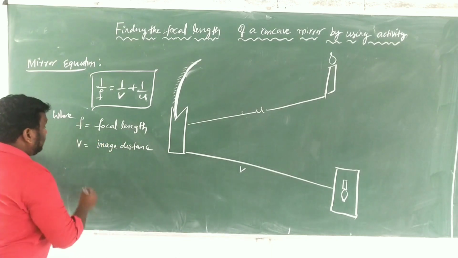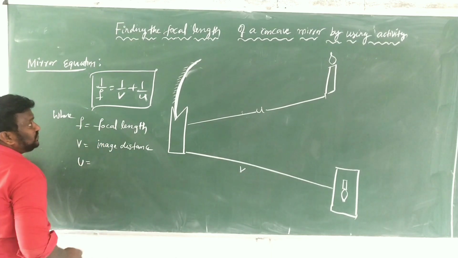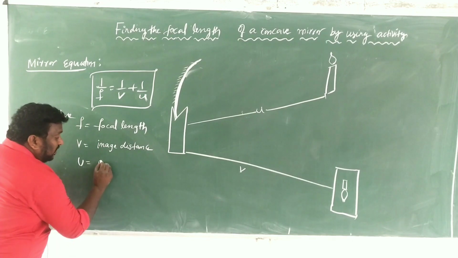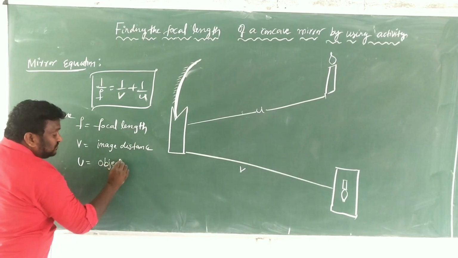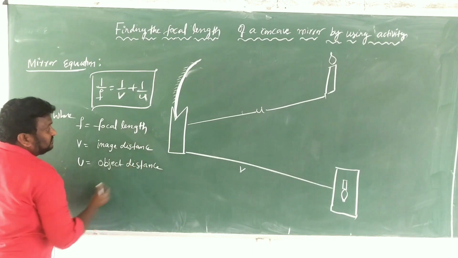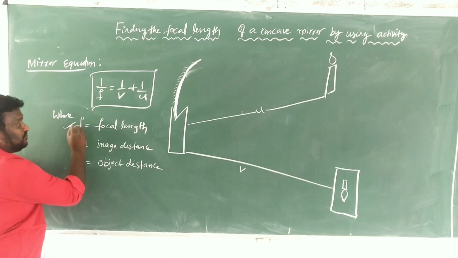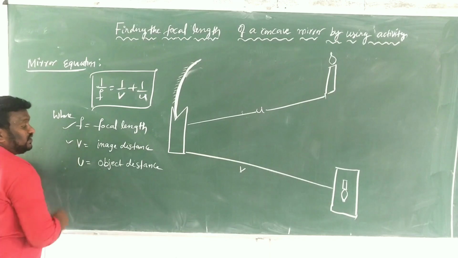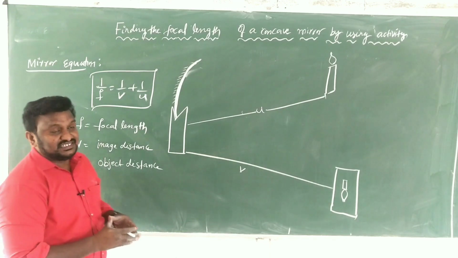And here, what is u? U means the object distance. What is it, children? Object distance. Clear? What is f? Focal length. And what is v? Image distance. And what is u? Object distance.